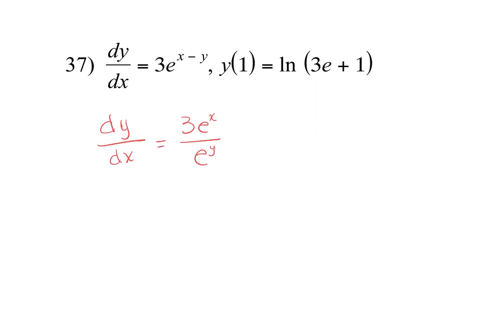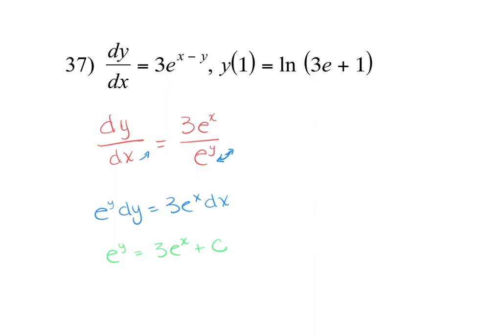Right. And so now all of a sudden I can separate these, just like I did above. Okay, I can move this denominator over here, and I can move this denominator over here. So I have e to the y dy equals 3e to the x dx. So I end up with e to the y equals 3e to the x plus c.